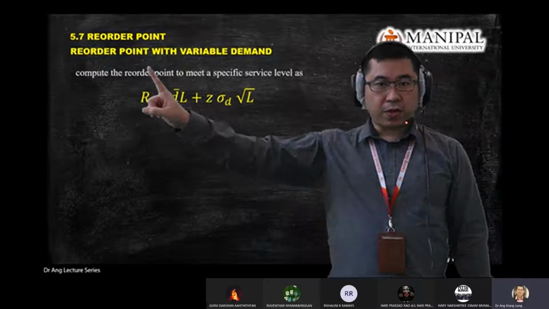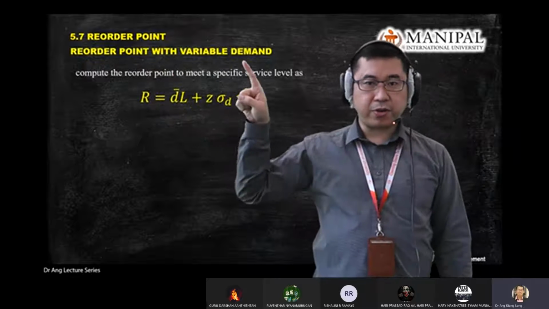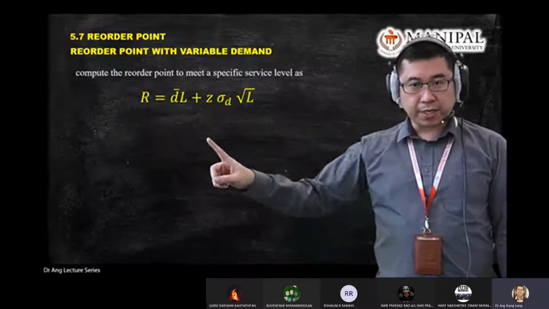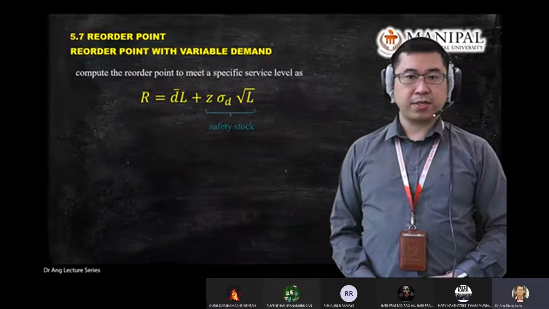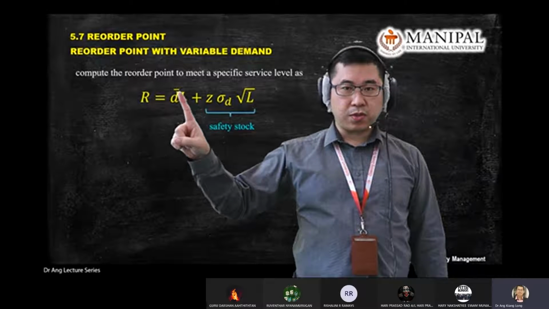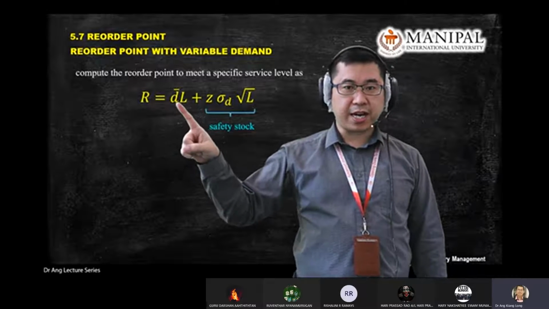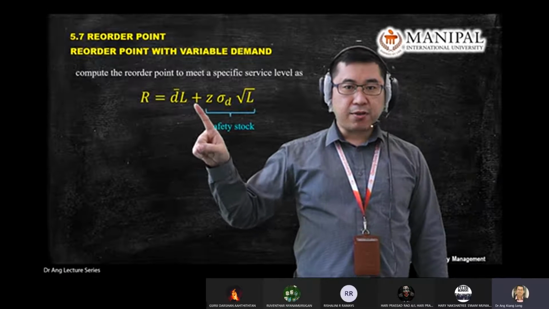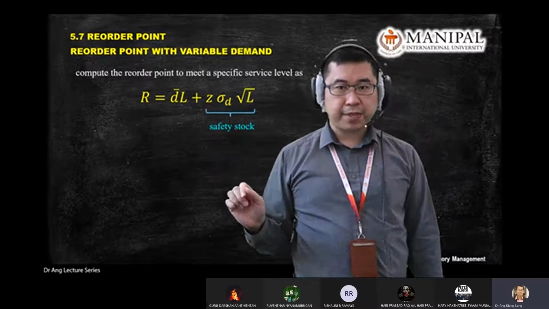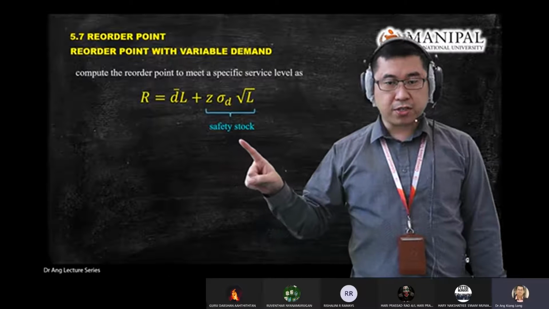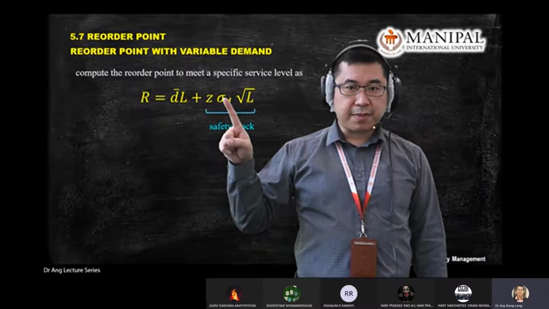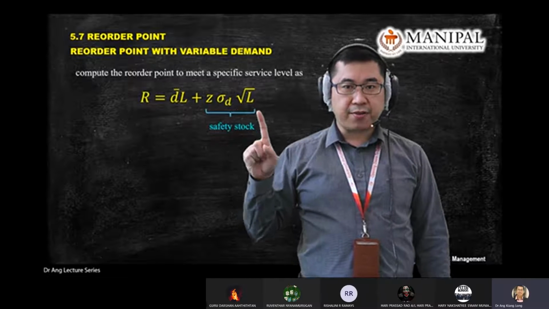So when your reorder point is having a variable demand, you use this equation. So copy this one in your tutorial handouts. It gives you reorder point equal to D dash. D dash means average demand. L is lead time plus safety stocks component. So you already know what is safety stocks component. So safety stock equal to Z sigma D square root of L.